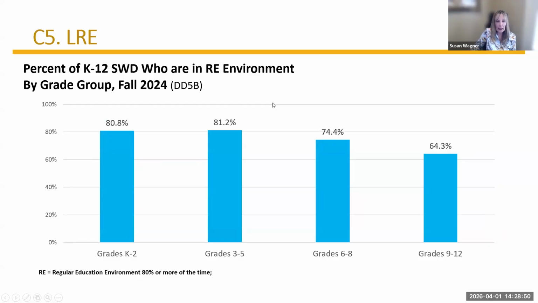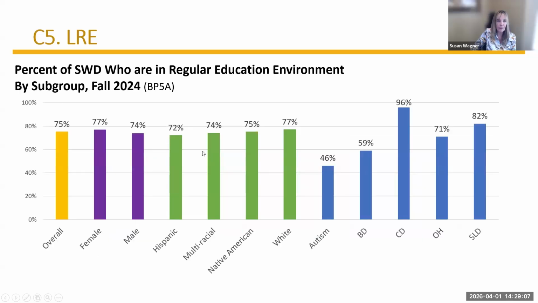If we look at it by grade level, the lower the grade, the more likely the student is going to be in the V1 rate. So on K2, 80.8% of kids are in the V1 rate, and this decreases to grades 9 through 12, where 64.3% are in the V1 rate.